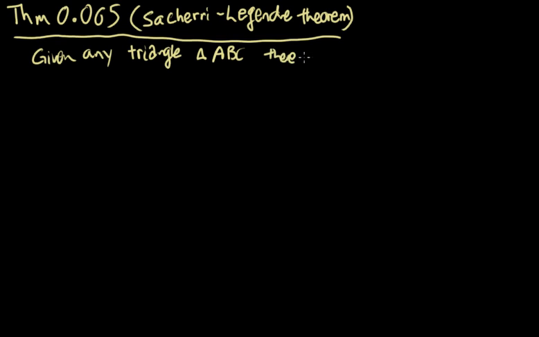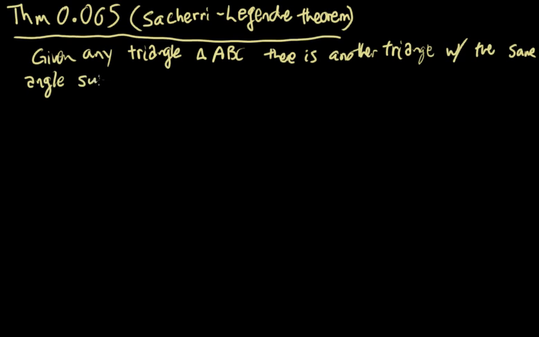there is another triangle with the same angle sum and one angle measure less than or equal to half the measure of angle A.